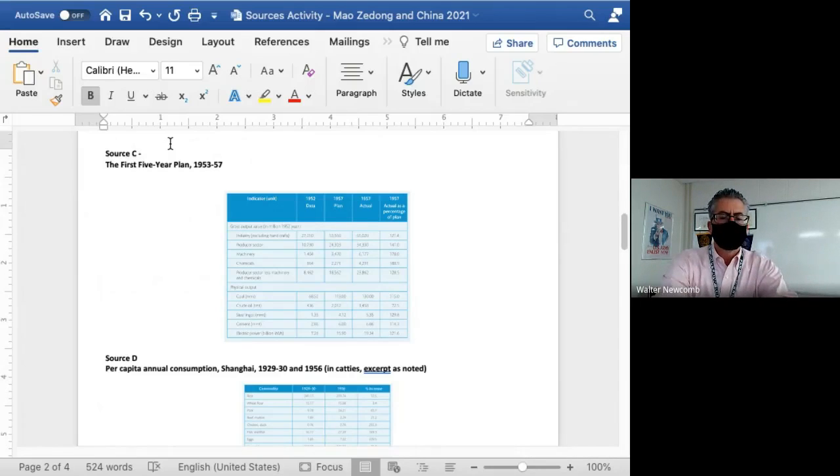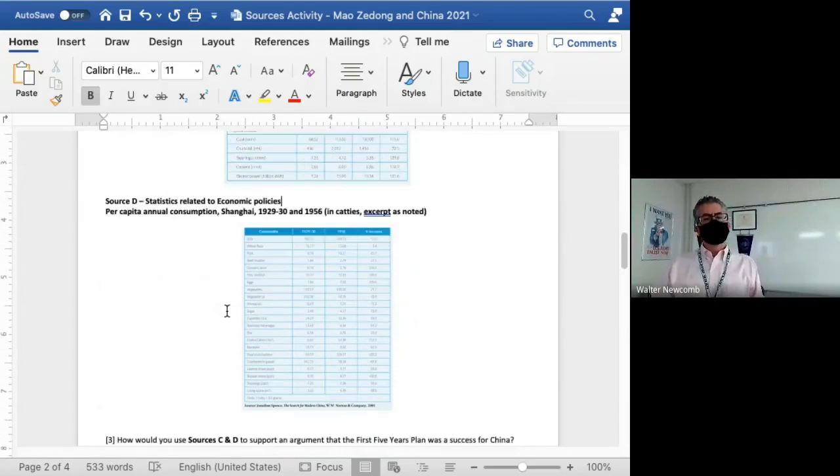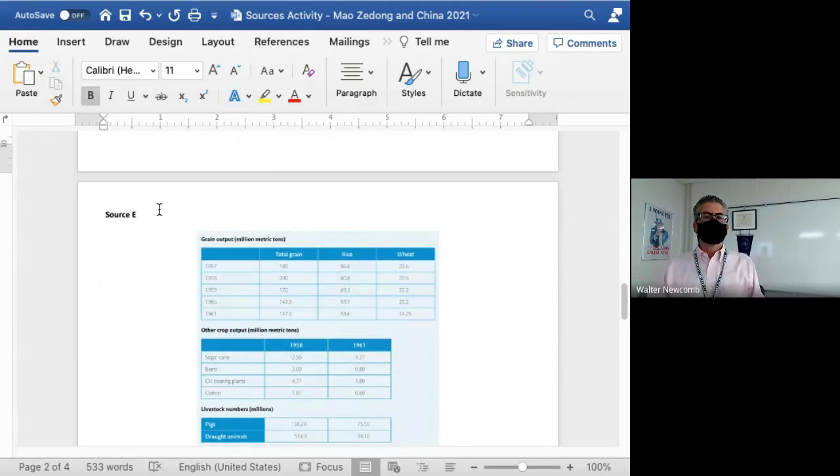So here we have first, a look at statistics related to economic policies. And same thing down here, it's just more statistics. The thing though is when we look at statistics coming out of China and even out of the old Soviet Union or any Eastern Bloc country, we always gotta preface it by knowing that the numbers may not be accurate, because some of it can be based on government data.